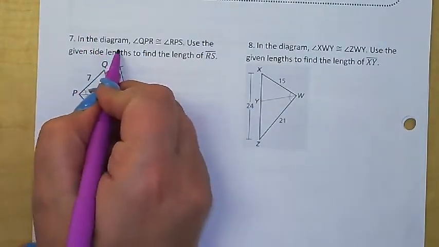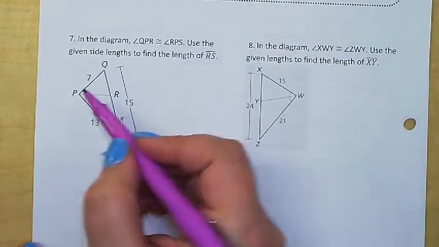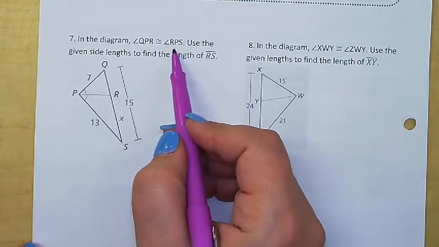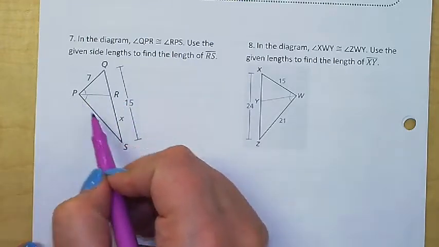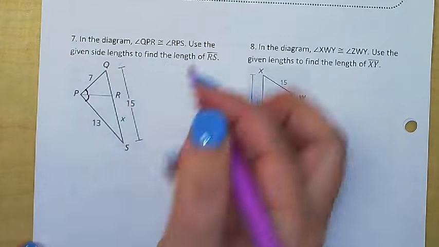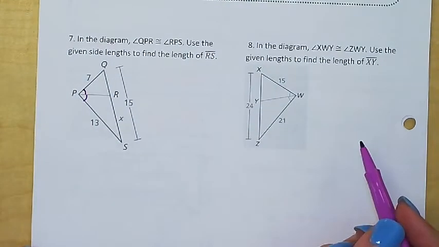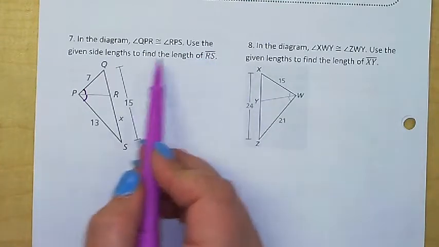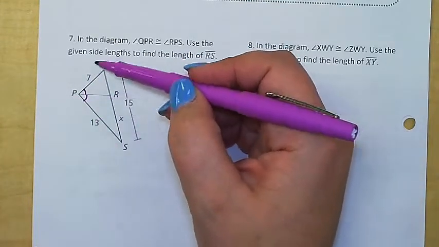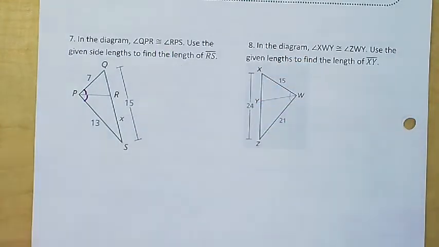So in this diagram, they tell you that QPR is congruent to RPS, and that's already marked for us here and here. So we know that PR is an angle bisector, essentially. We want to use these given side lengths to find the length of RS. I really like this problem and the way that we have to set it up.